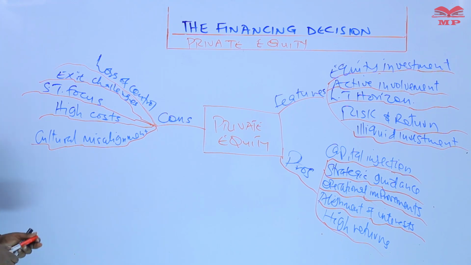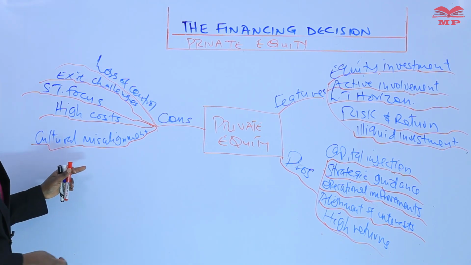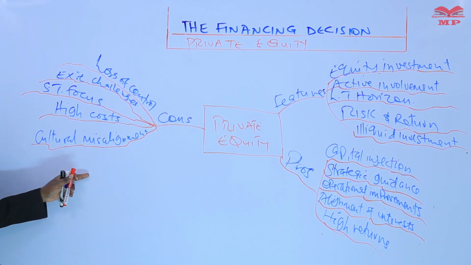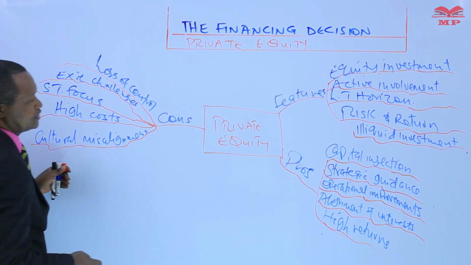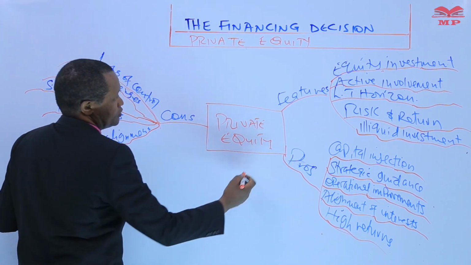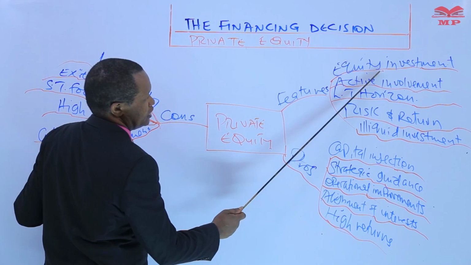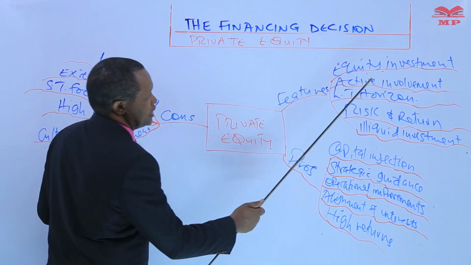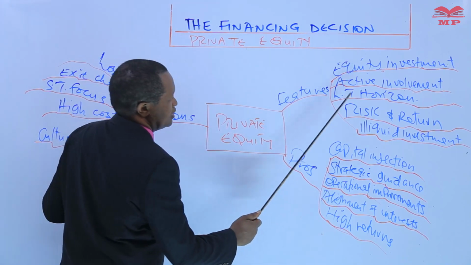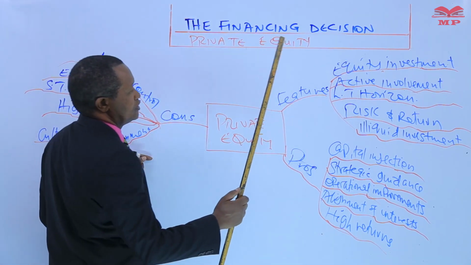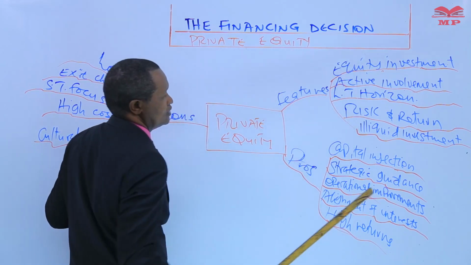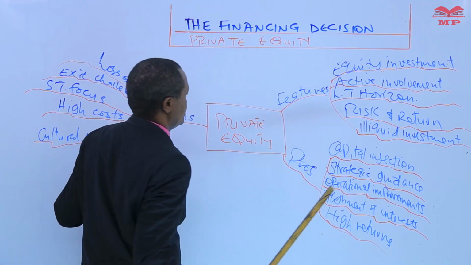So candidates, these are the benefits, the features, and the disadvantages of private equity. We have identified 5 features. The first feature is equity investment. Number 2, active involvement. Then long-term horizon. There is a feature related to risk and return and illiquid investment.